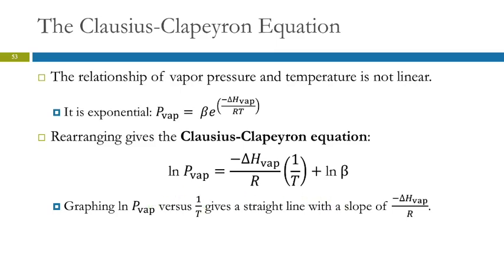What we're doing here is putting it into the form of a line: y equals mx plus b. So here, the natural log of the vapor pressure is the y value. 1 over T is the x value. If you graph these, you get a straight line. The slope of the line is equal to negative delta H over R. R is the gas constant. The intercept is the natural log of beta. That's a constant. We don't really care about that. But the slope, we can get the heat of vaporization for this thing by measuring the vapor pressure at different temperatures and graphing it. Very cool.